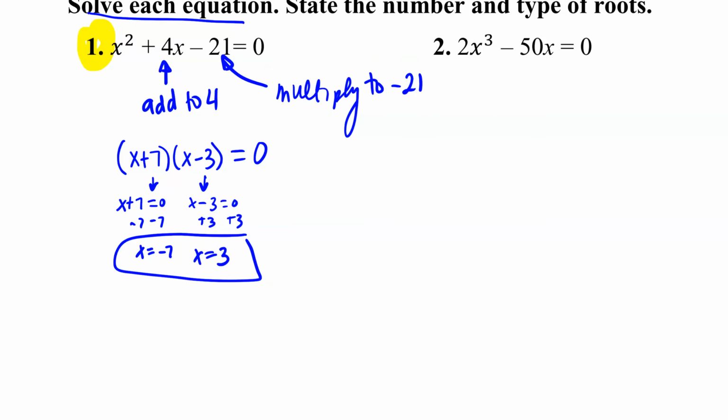We have to state the number and the types of roots. So, Jacob, there's 2 roots, and what's the type? Exactly, there's 2 real roots, right? So just getting you ready for this. Do we have enough time to try number 4? Okay, let's give it a shot together then.